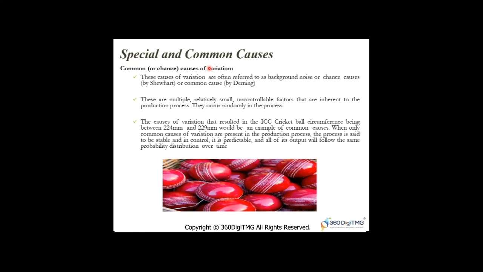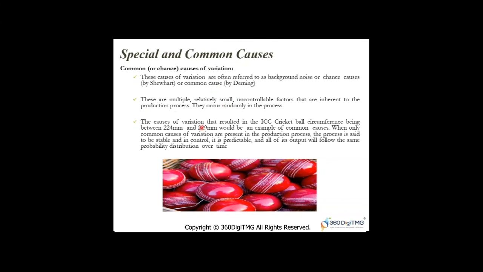What is a common cause? Anything which is within the control limits is your common cause or chance cause. That variation is inherent in the process. You cannot get rid of that, right? These are uncontrollable factors. They occur randomly in the process, and that's all right. These causes are often referred to as background noise or chance causes by Shewhart. He's the person who came up with that. The word assignable cause was also coined by Shewhart, and common cause by Deming. Their special cause was by Deming. Assignable cause by Shewhart. So just remember this from a general knowledge perspective, right? So it's inherent in the process.